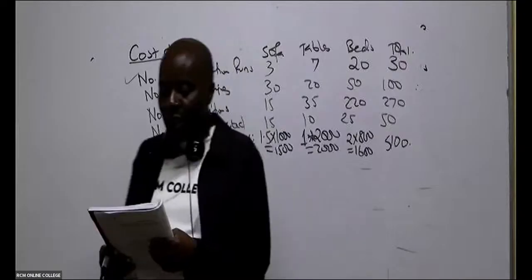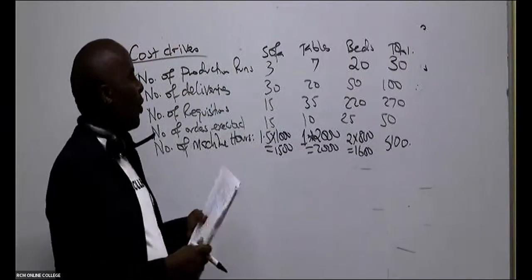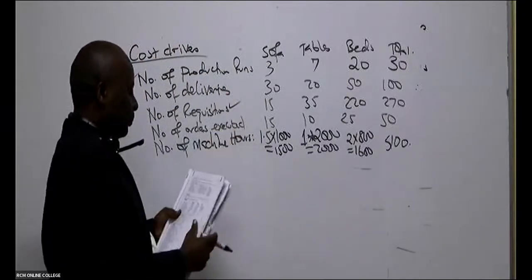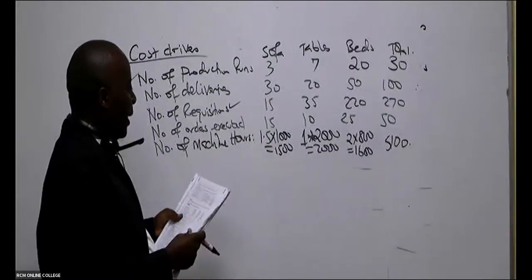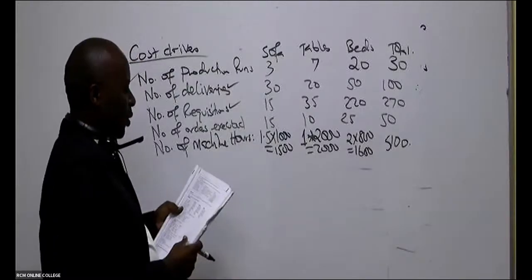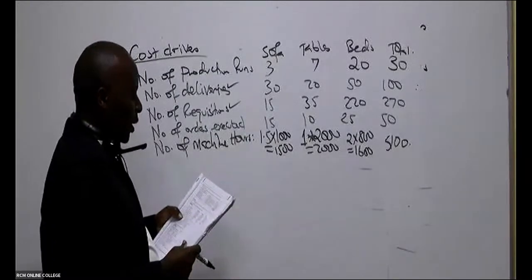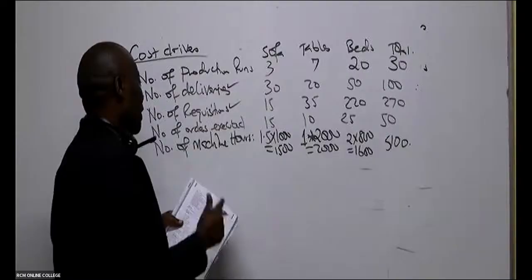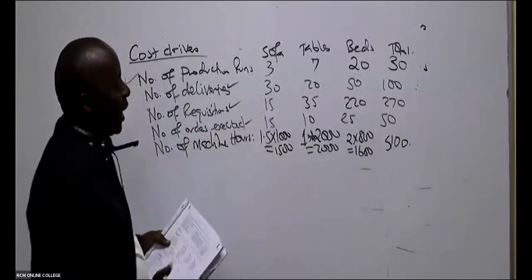So we have requisition cost, number of requisitions raised. That one I have. Inspection cost, number of deliveries. Do we have deliveries? Yes. Then we have, in this case here, material handling cost, number of orders executed. Great. I have everything now.